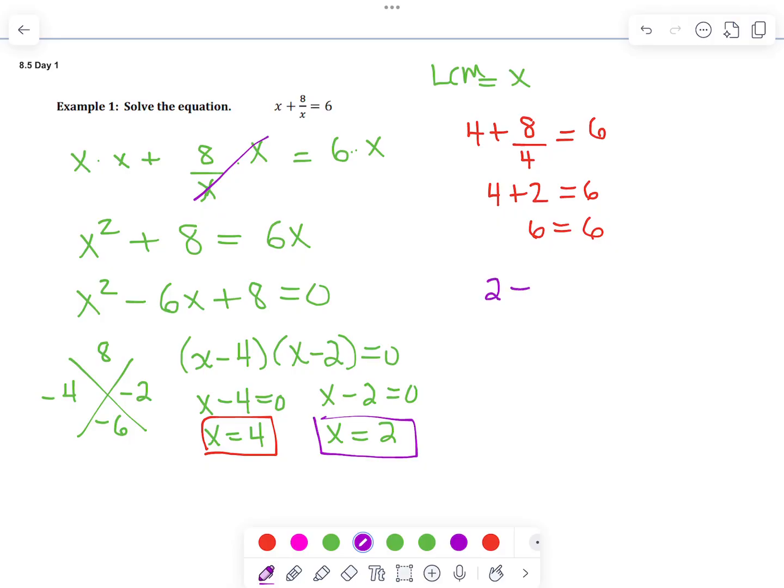2 plus 8 divided by 2 equals 6. 8 divided by 2 is 4. 6 equals 6. So both of them are solutions. This one checks, and that one checks.